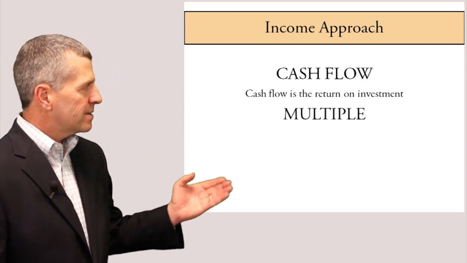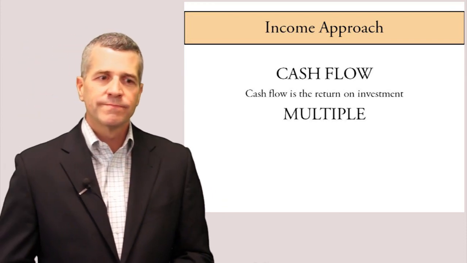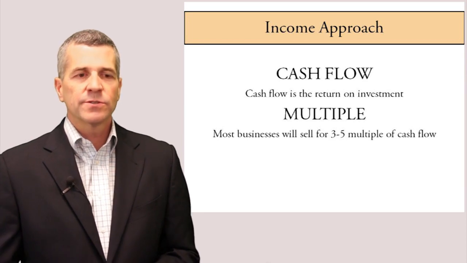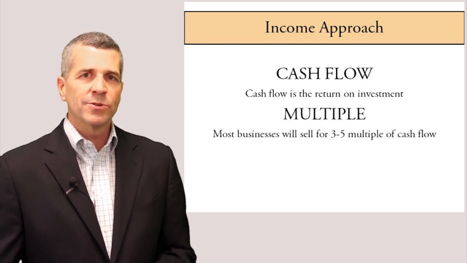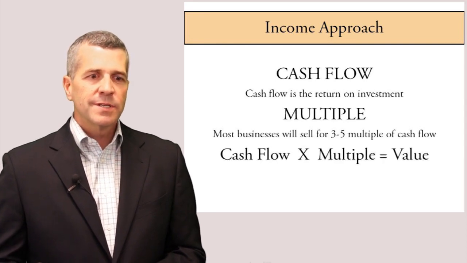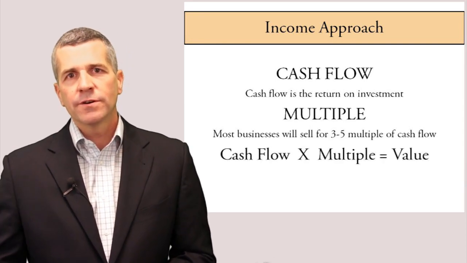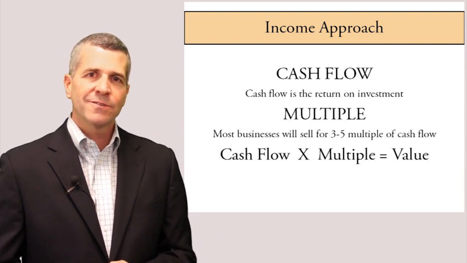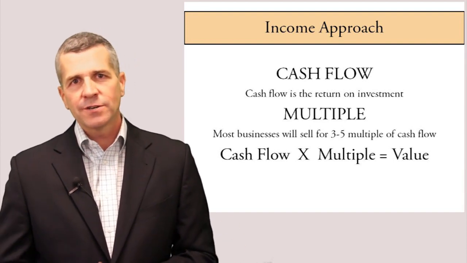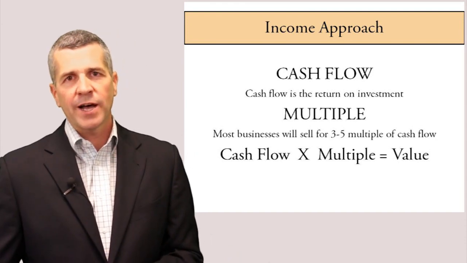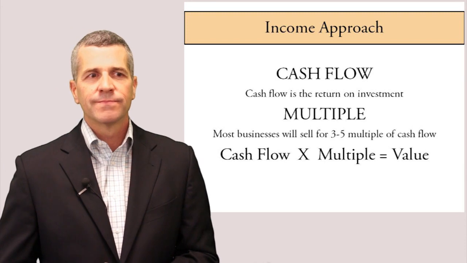The second element in the income approach is the multiple. Most businesses, small businesses, Main Street businesses, will sell for a 3 to 5 multiple of cash flow. The multiple is essentially the number of years that it takes to get your investment back. So again, if you had a $1 million investment and you're getting $200,000 return, it takes 5 years to get your $1 million back. That's a 5 multiple.